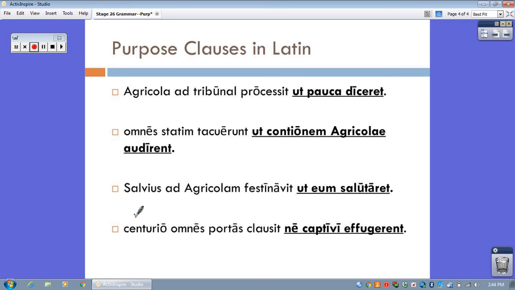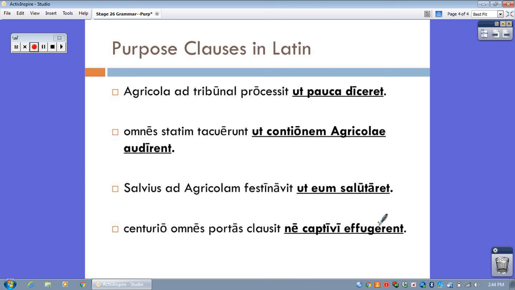And then finally, look at the fourth example. We are starting the clause with ne. This is a negative purpose clause, tells you why an action was not done. The centurion closed all of the gates so that the prisoners would not flee.